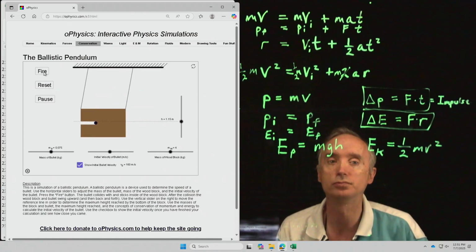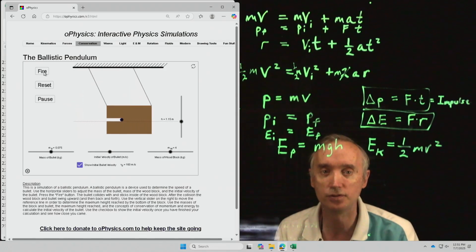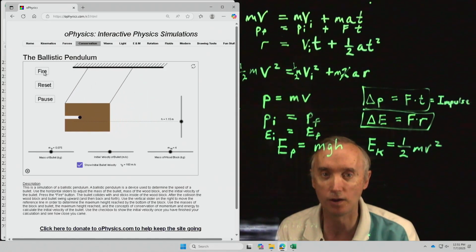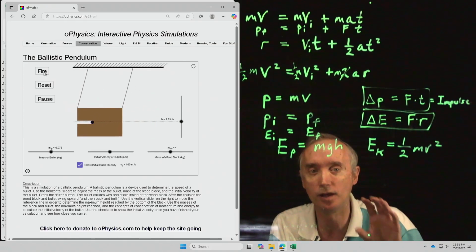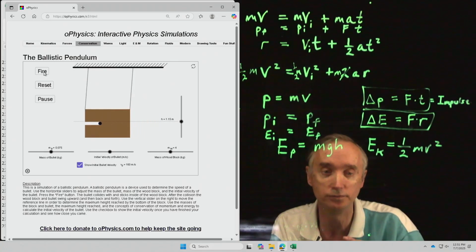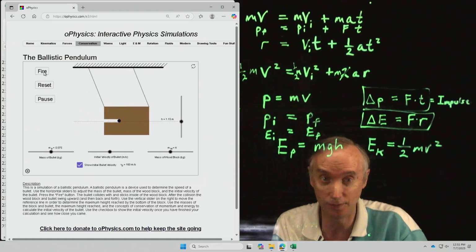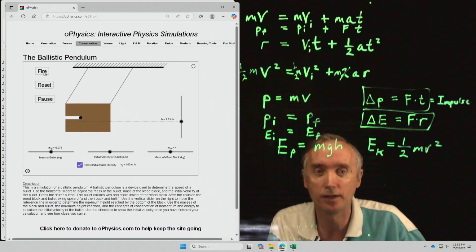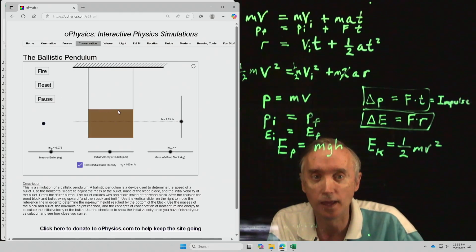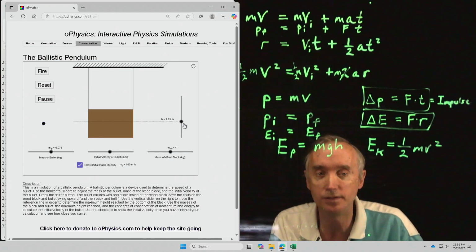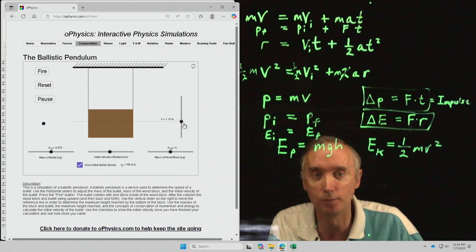What did it do? It turned that thing into a pendulum, which is why they call it a ballistic pendulum. Eventually that would come to a stop, but there's no friction in this simulation, so it's just going to keep doing that forever and ever. Now let me go back and reset it. This thing over here is telling you the height where the center of the block is. So this is the center of the block, and it's at this height right here.